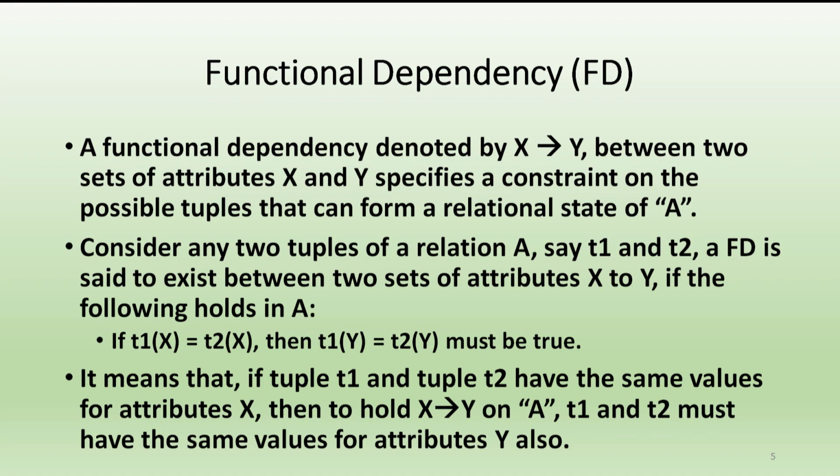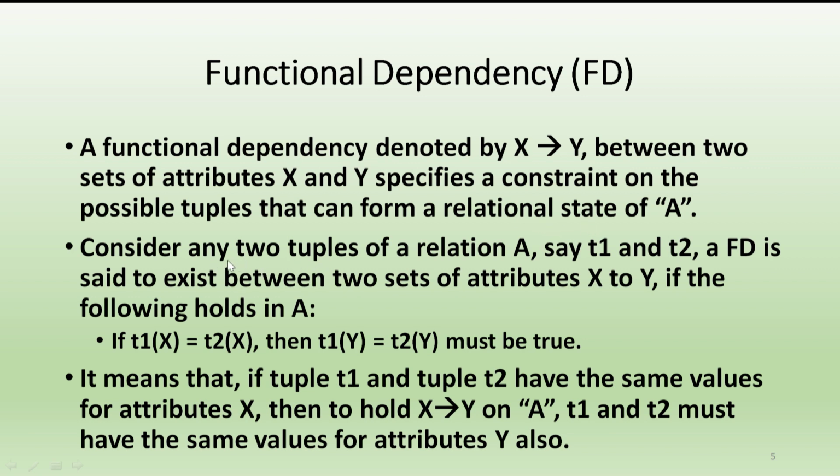Well, the concept which we use to eliminate redundancy and come up with good database design is called functional dependency. Y is functionally dependent on X, between two sets of attributes X and Y. Remember what we have said, two sets of attributes X and Y are two sets of attributes which specify a constraint on possible tuples that can form a relational state of R. So that is the technical definition.